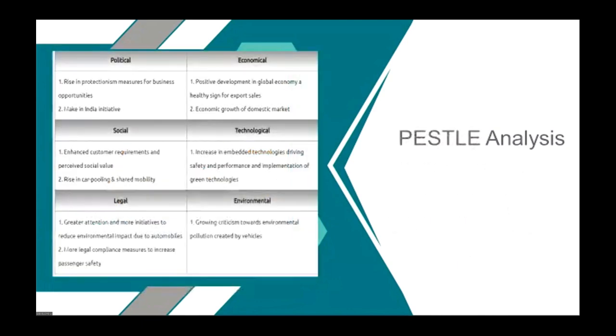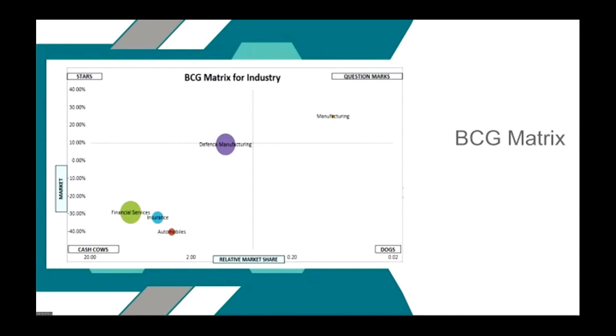That's the PESTLE analysis. You know what PESTLE is? You are looking at the political issues, economic issues, social issues, technological issues, legal issues, and environmental issues. So these are some of the things the analyst would look at. The next one is the BCG matrix, for the industry. So where do they fall in relative to other kinds of activities that are related to them, manufacturing, defense, all other companies that are related to them? Where do they fall in?